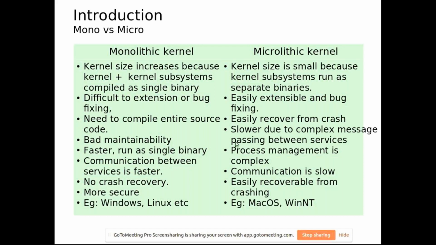In the microkernel, process management is complex because it runs outside the kernel layer. Communication between services in a monolithic kernel is fast, whereas in the microkernel communication is slow because all the software, such as device drivers, is running on top of the kernel layer. So communication is slow, right? There is no crash recovery in monolithic, while the microkernel easily recovers from a crash. Windows and Linux are monolithic kernels, and Mac OS and WinNT have the microkernel.